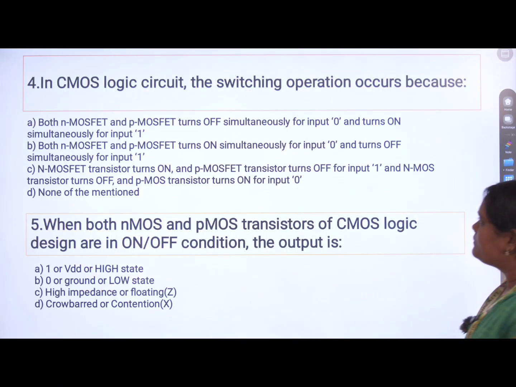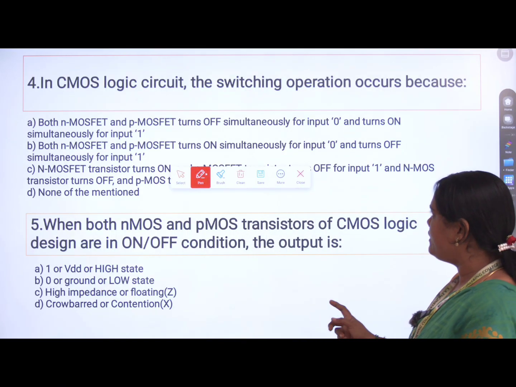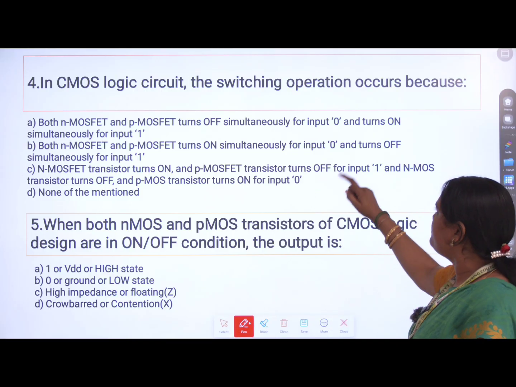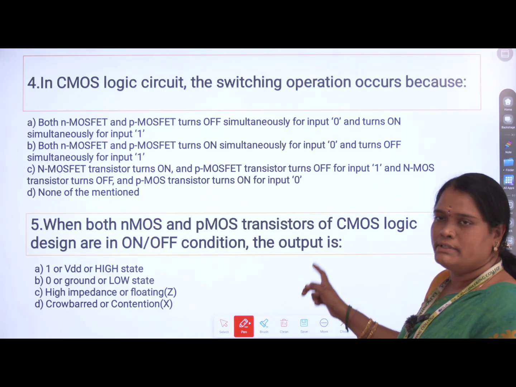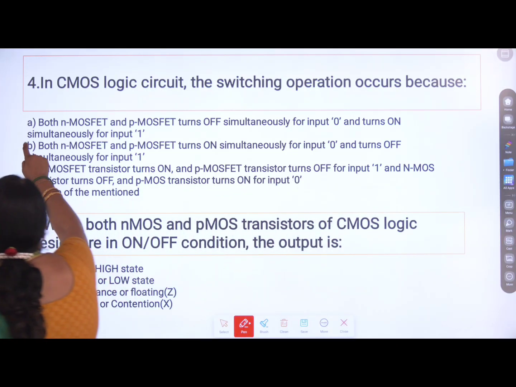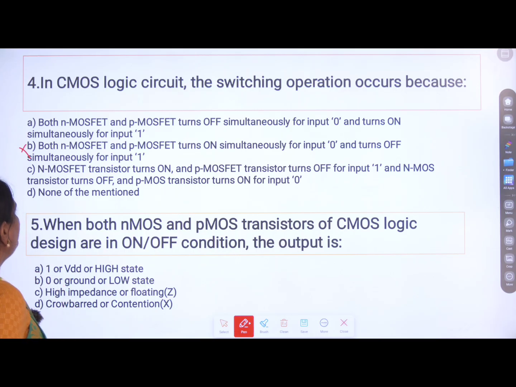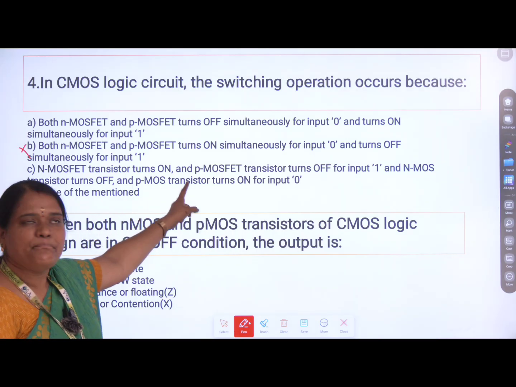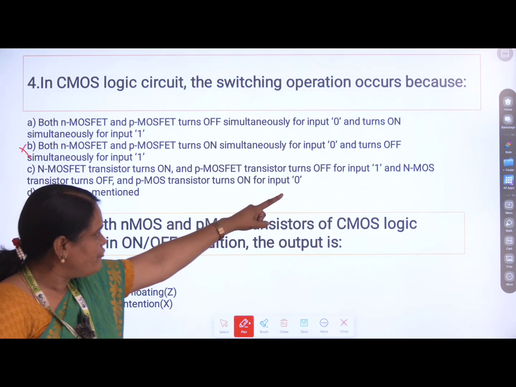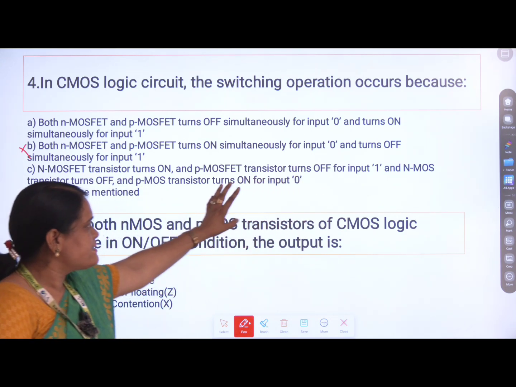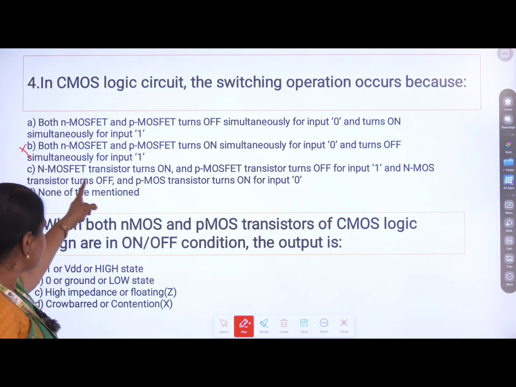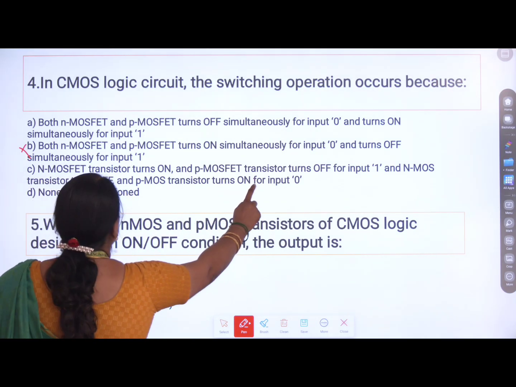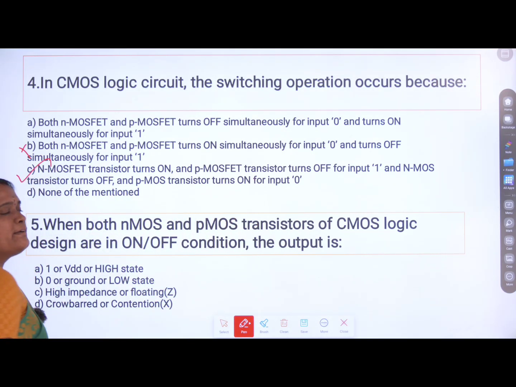The second point: both NMOSFET and PMOSFET turn on simultaneously for input 0 and turn off simultaneously. No, this is also not agreed. Next, the NMOS transistor turns on and the PMOS transistor turns off for input 1. Yes, exactly. And the NMOS transistor turns off and the PMOS transistor turns on for input 0. So this is the option.